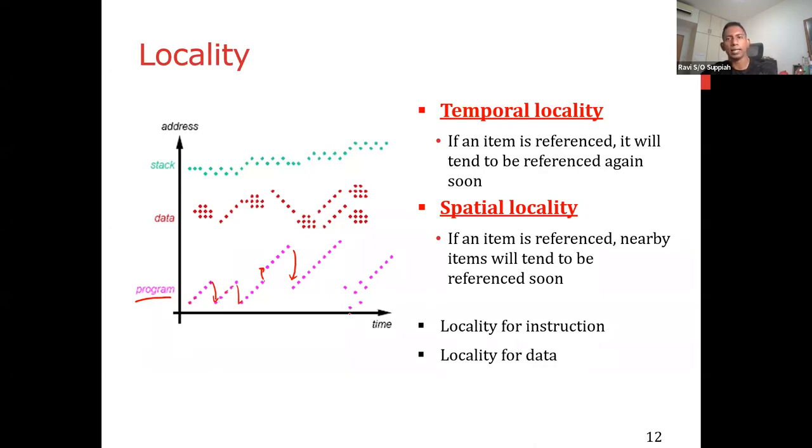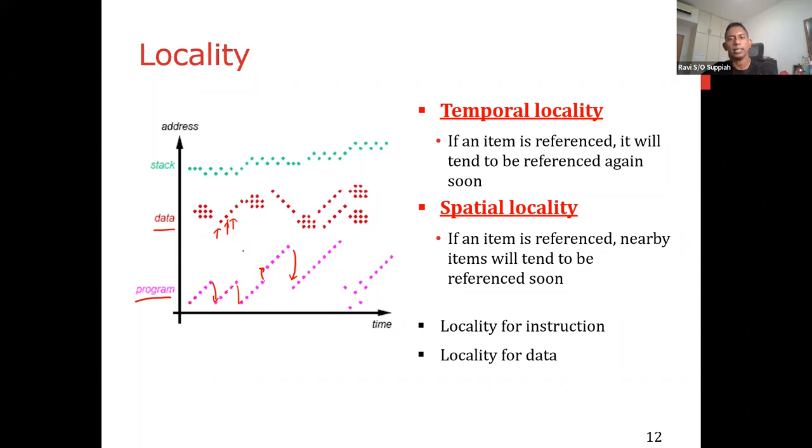And in accessing data, it's also the same thing. Most of the data, though we have individual variables, there will also be a lot of data structures that are arrays or lists. And when you look at arrays and so on, the data is always packed together. So that means if I access one memory address, the next memory address might be somewhere close, somewhere nearby, and then again somewhere nearby, and so on.